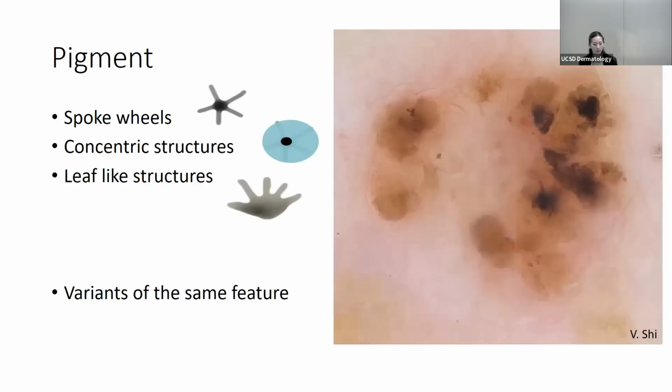The pigment, there are all sorts of names out there in the literature. Spoke wheels, concentric structures, leaf-like structures, they're basically all variations of the same exact thing. Sometimes you don't get these streaks that radiate all the way around. It's just one half of the pigment. So here is a real life example. This is more of what I would call a concentric structure, almost like a spoke wheel, but sometimes you have these larger globules of light brown pigment and there's no dark center.